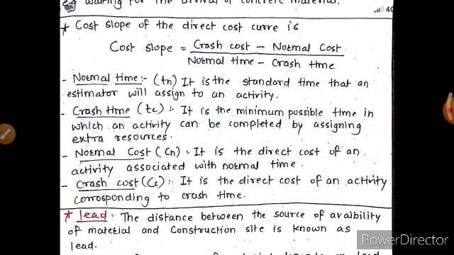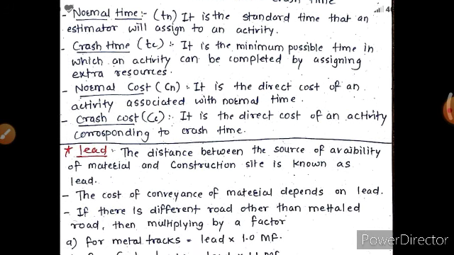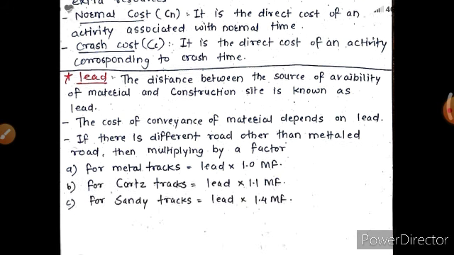Then next is the cost slope of the direct cost curve. Cost slope is equal to crash cost minus normal cost upon normal time minus crash time, where normal time is the standard time that an estimator will assign to an activity. Crash time is the minimum possible time in which an activity can be completed by assigning extra resources. Normal cost is the direct cost of an activity associated with the normal time, and crash cost is the direct cost of an activity corresponding to crash time.